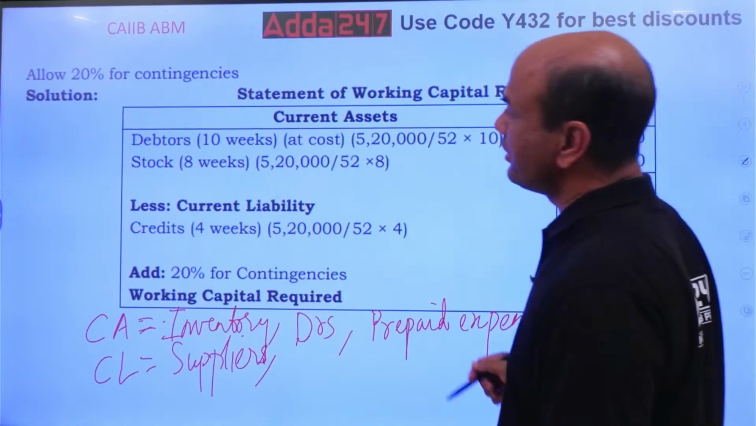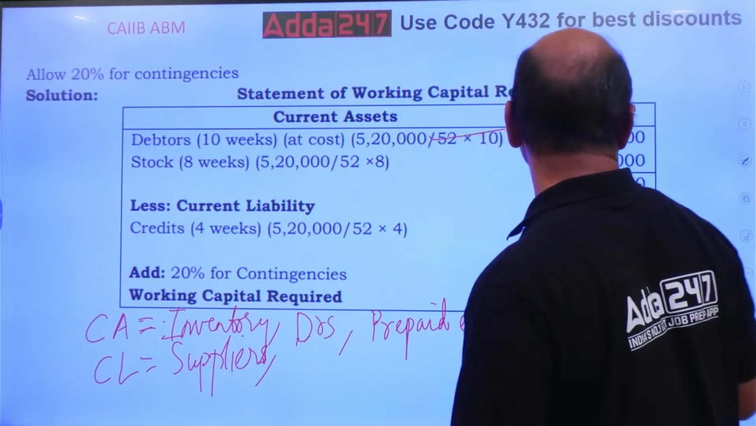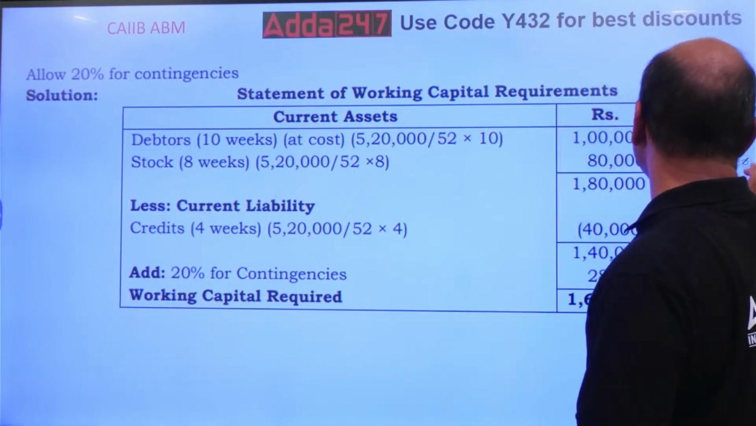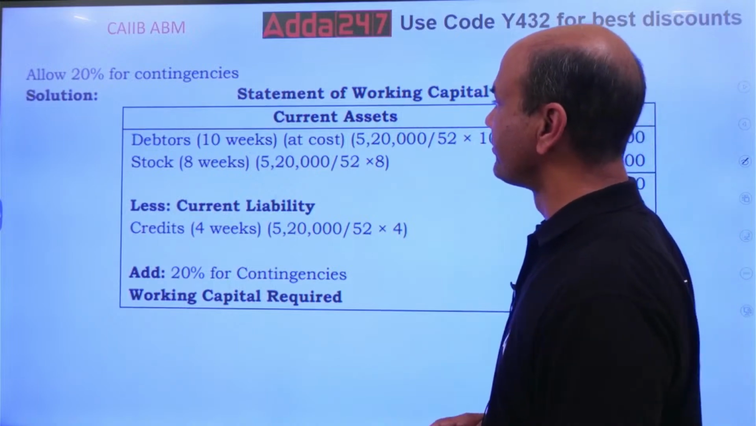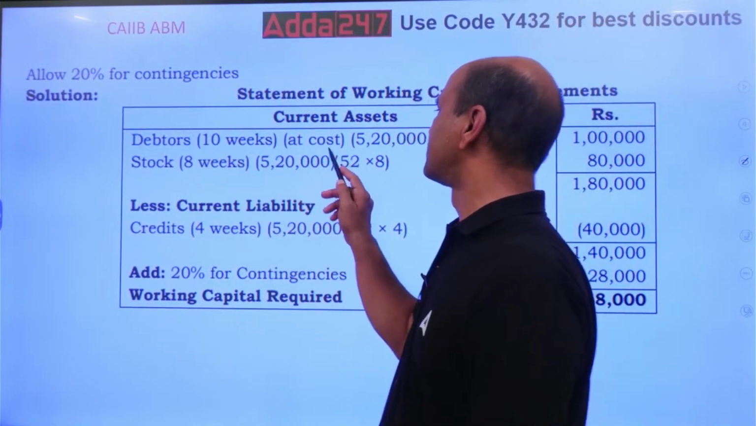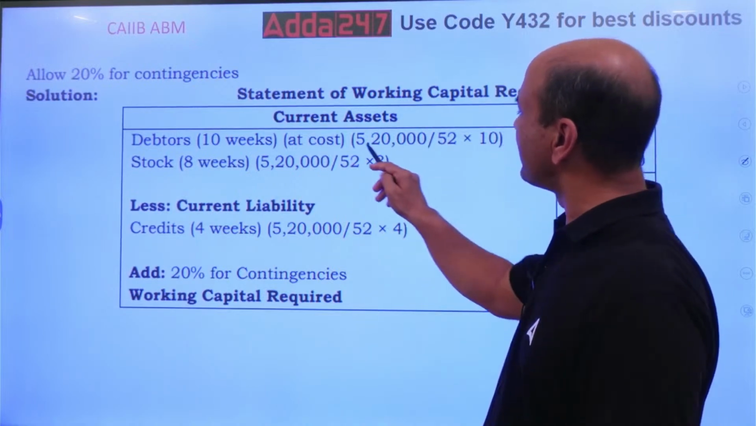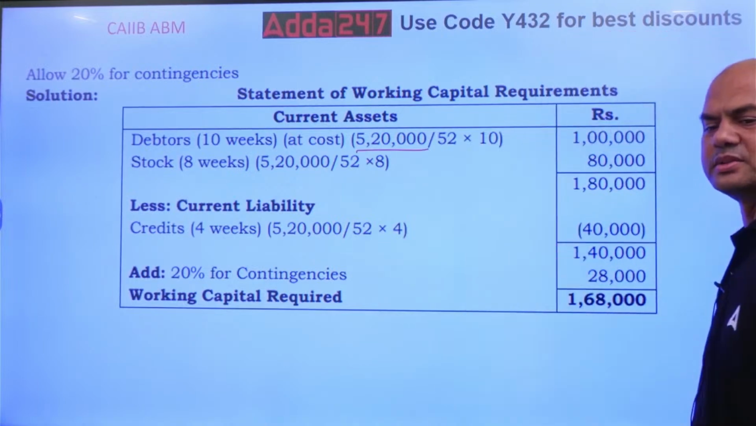So bring this annual figure, this is your annual figure, to your required figure. What is your required figure? Required figure is monthly and weekly. Weekly is required. So debtors are always at cost. So 5,20,000 upon 52 into 10. What is this 5,20,000? I didn't get your point. What is this 5,20,000?